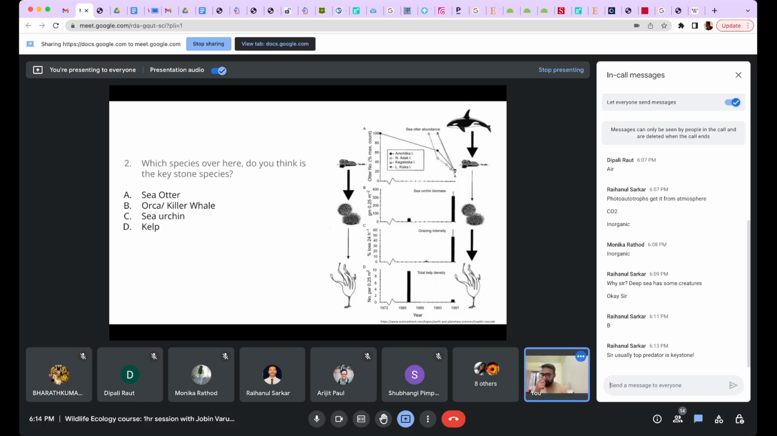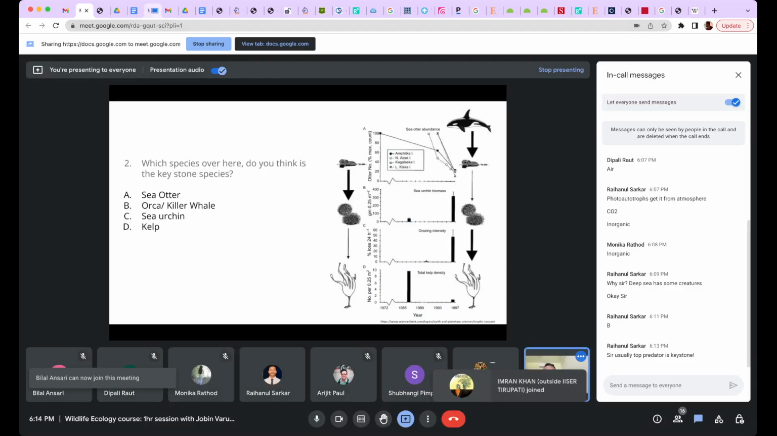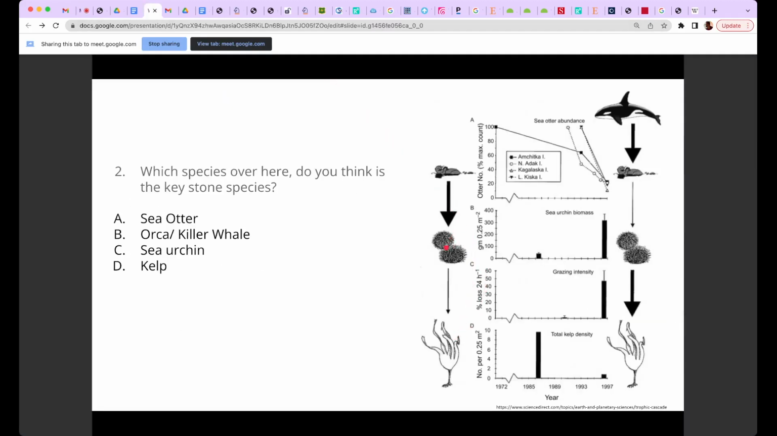Okay, so I'll just tell you the story. I'm not sure of the location, but somewhere in America, in this locality, the sea otters were the top predators. So they had a big control over the sea urchins, which had a loose effect or impact on the kelps. So the kelps grew nicely, sea urchins were under control, and sea otters kept the sea urchins under control.